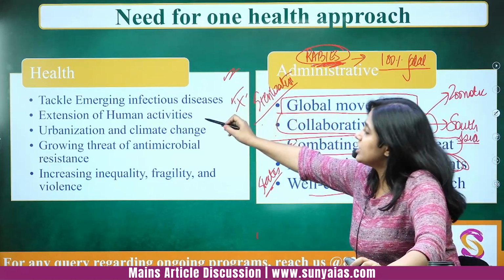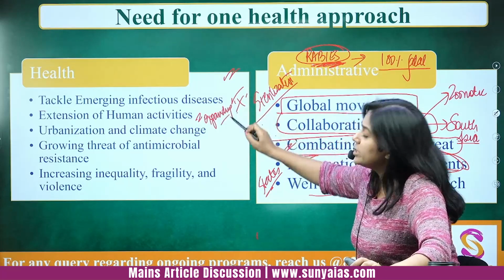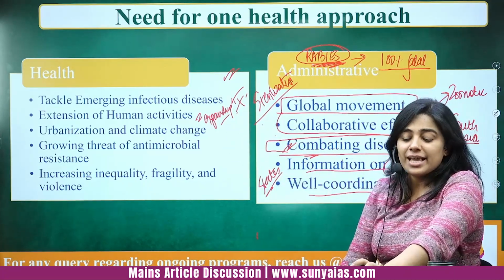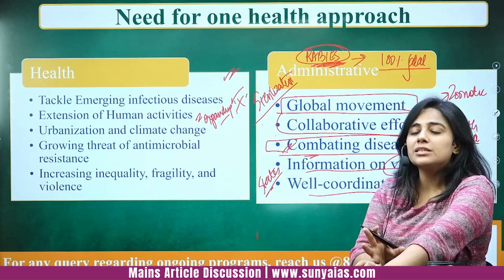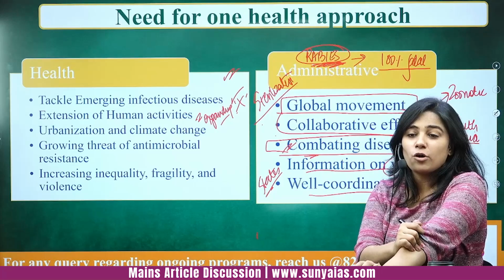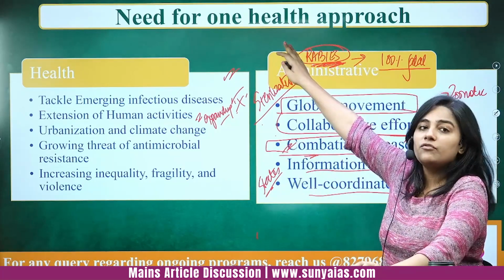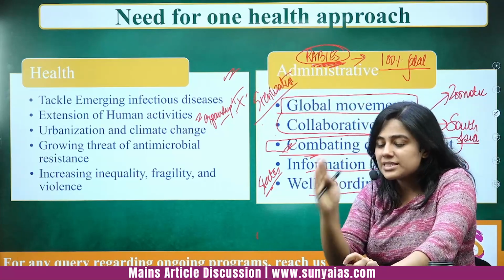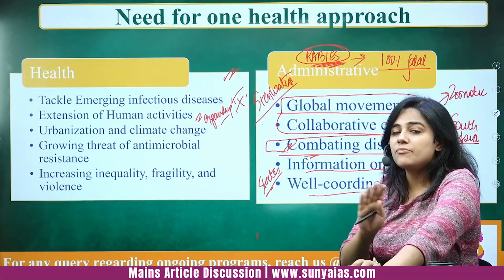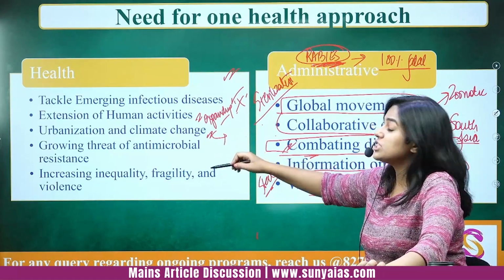Then when it comes to the overall concept of health, you would see that tackling emerging infectious diseases, like I told you about the disease X which WHO talks about, we have to be ready for it. Another thing is that human activities are expanding. Now we are going into genetic engineering, right? And the more we play with the animal kingdom, the larger will be the threat of us being affected by it. And that is why we need to adopt a One Health approach. Some basics have to be very clear. We cannot mess up with the basics, right? Then urbanization, climate change.